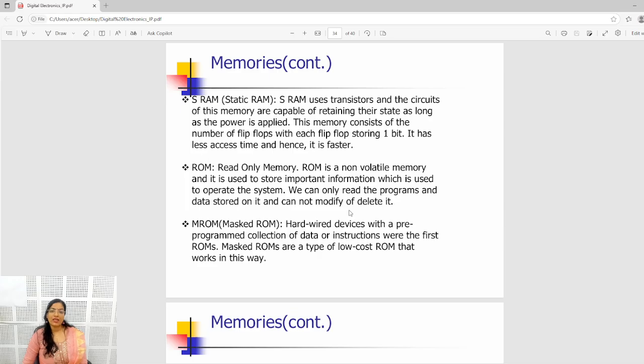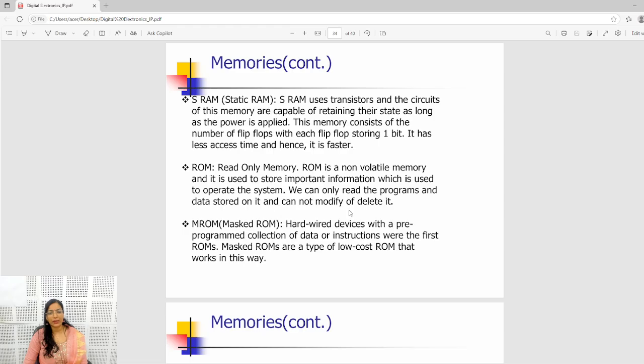Read-only memory is a non-volatile memory. Non-volatile and volatile are the two types of memory. Volatile is basically when you switch off your power supply, all the data goes. But in non-volatile, even if you switch off the power supply, the data is not erased. So ROM is a non-volatile memory which is used to store important information used to operate the system.